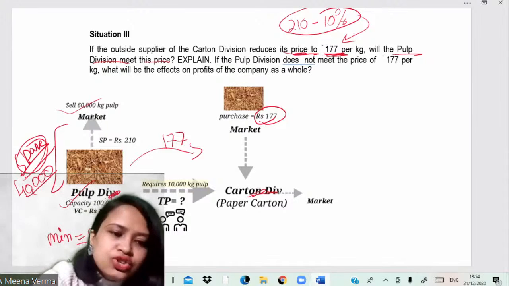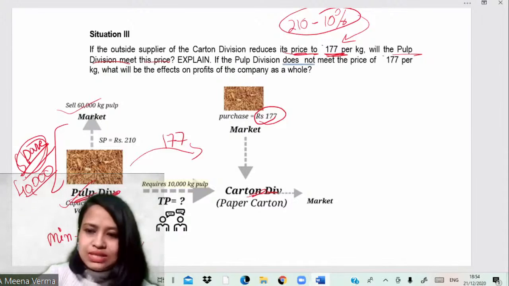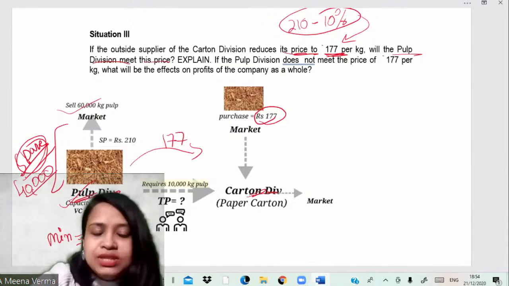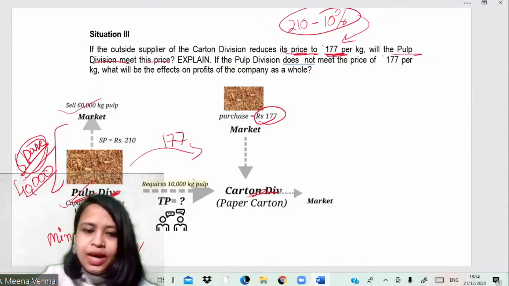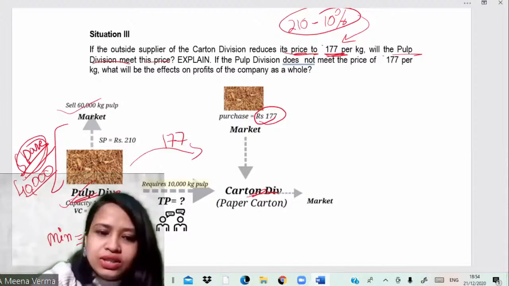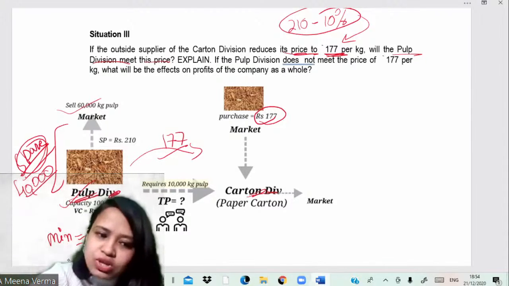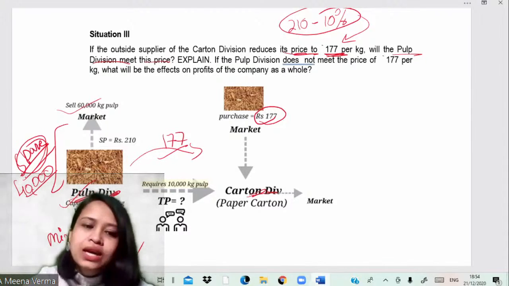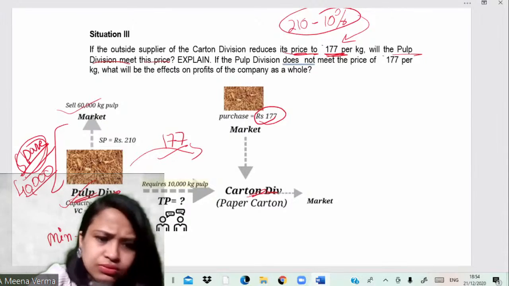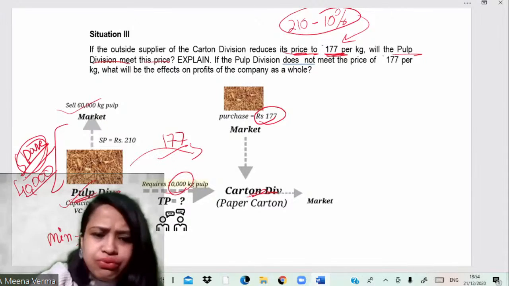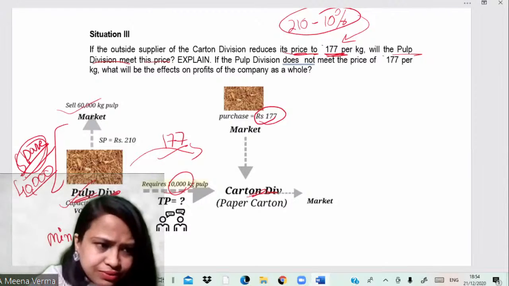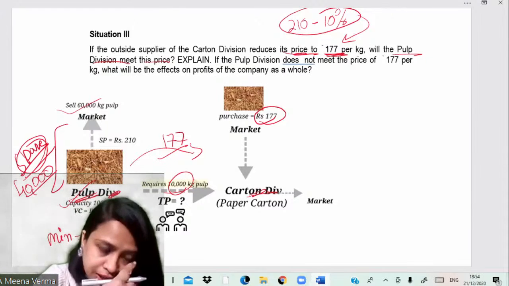Okay? The manager of the pulp division will not go below this. Okay? He will recover at least this price. Okay? But yes, he can increase the price beyond this. Okay? So 177, yes, it is possible for the pulp division to supply this 10,000 kg of pulp at rupees 177. It is possible for that.